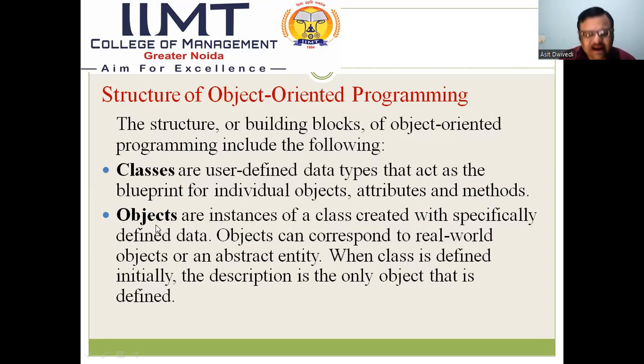Next, objects. Objects are instances of a class created with specifically defined data. Objects can correspond to real-world objects or an abstract entity. When a class is defined initially, the description is the only thing that is defined.